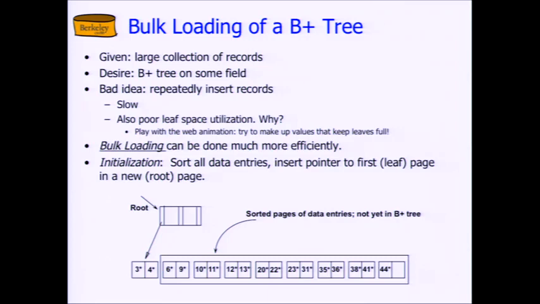So the algorithm should look like this. For S in student, matches equals B plus tree lookup student dot SID; for enroll dot SID, right? For E in matches, of which there may be more than one, right? Return S, comma, E.